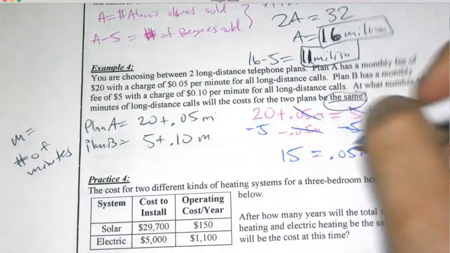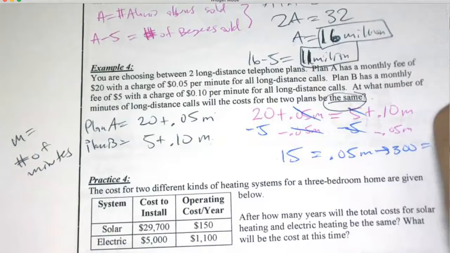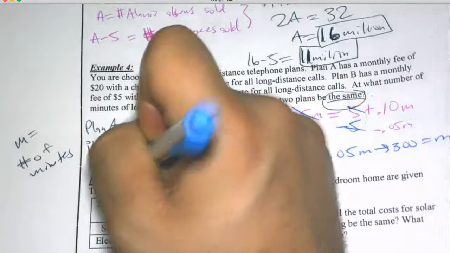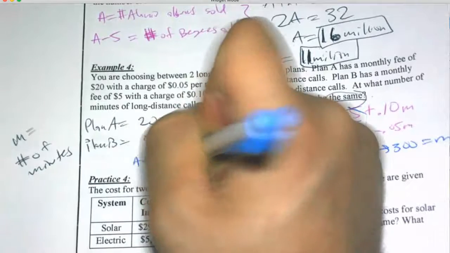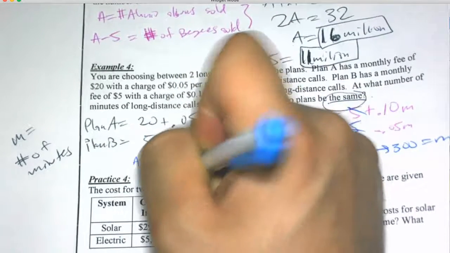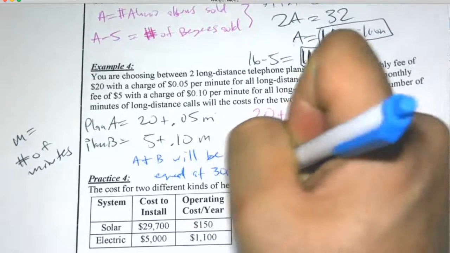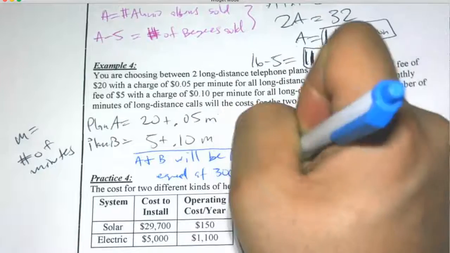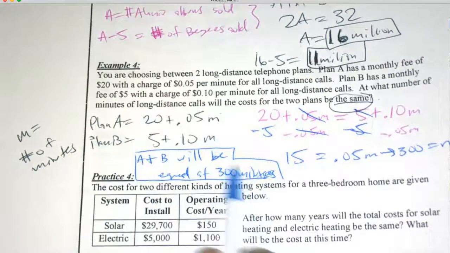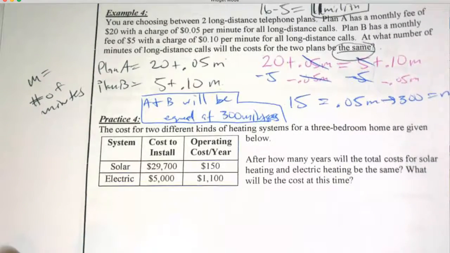And it's 300. So let's see here. So at 300 minutes, the two plans will be equal. We're just going to say A and B will be equal at 300 minutes used. Again, that's Plan A and B will be equal at 300 minutes. Okay, so one more here.